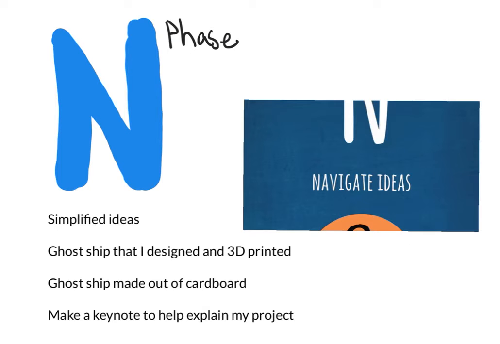In the end phase, we navigated our different ideas that we had and simplified them down, and we even made a mini video. The mini video explained what our prototypes were going to be and how we were going to make them, and just explaining in general about our project. Then we have to simplify our ideas. So I simplified mine down to a ghost ship that I will design and be 3D printed. A ghost ship made out of cardboard, and then I'll also make a keynote to help me explain my project at the exhibition.